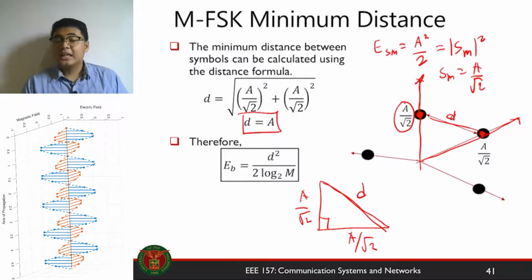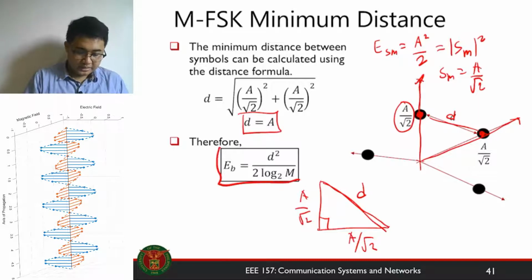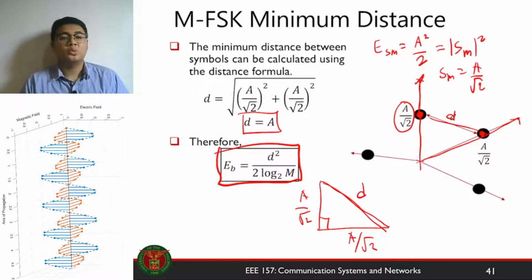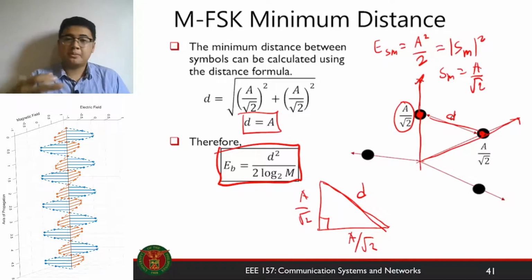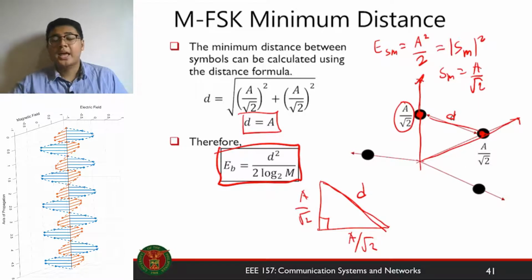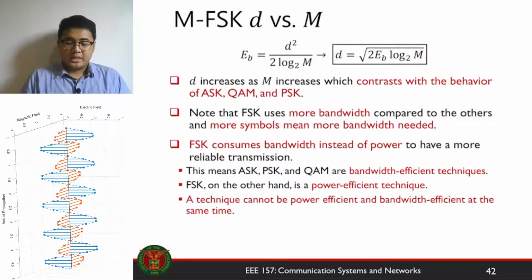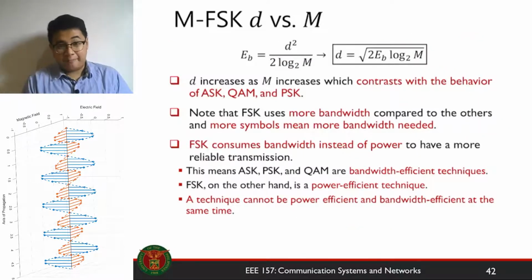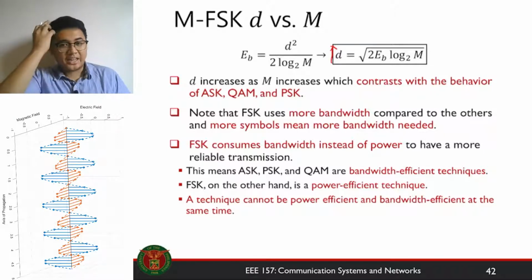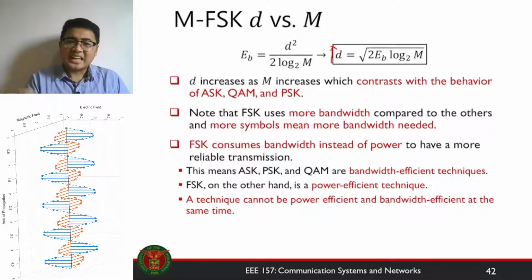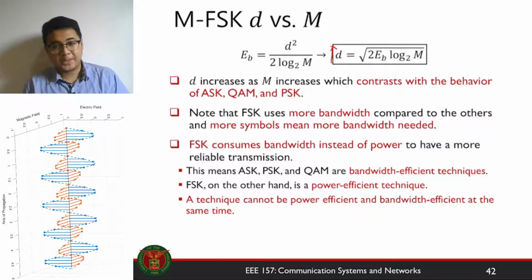Quite simply, the carrier amplitude is equal to the minimum distance between symbols. Okay? Therefore, E sub b is equal to d squared over 2 log of M base 2. Okay? So if we get the minimum distance as a function of M and E sub b, actually, if you increase M for FSK, you're increasing the minimum distance between your symbols. Okay? So this is in contrast to the behavior of ASK, QAM, and PSK.